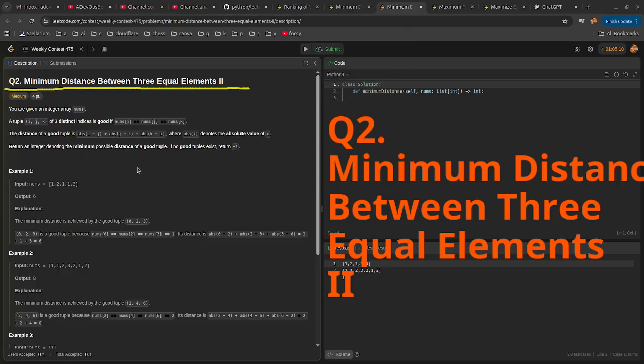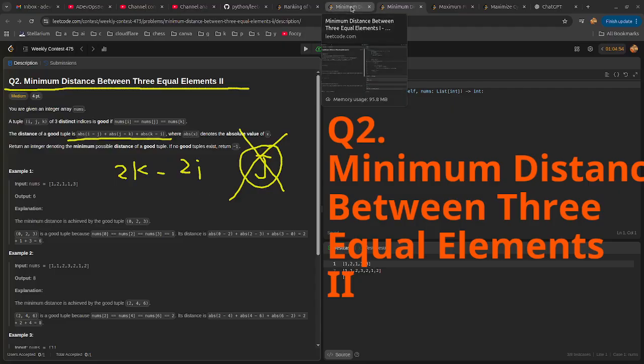The key idea here is if we expand this equation, we get 2k minus 2i, which means index j, the middle index, doesn't make any difference. All we have to do is go through all the k and i pairs and find the minimum value. Let's copy the solution from question number 1.